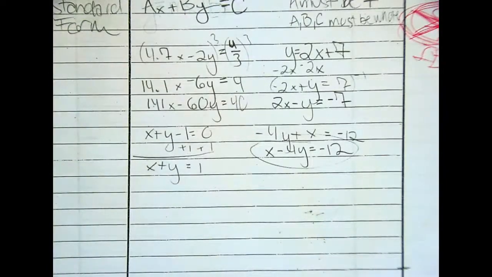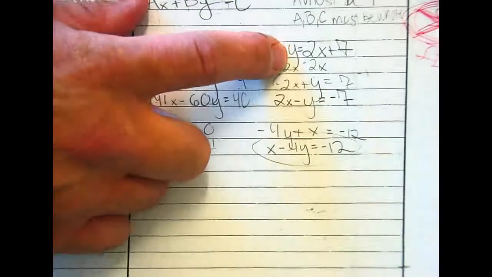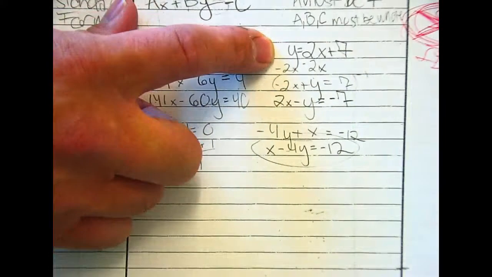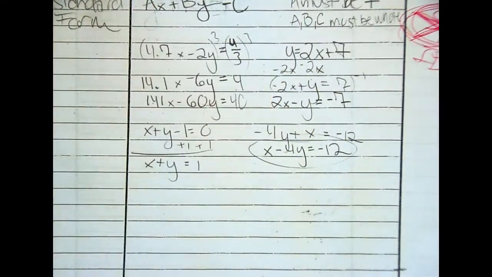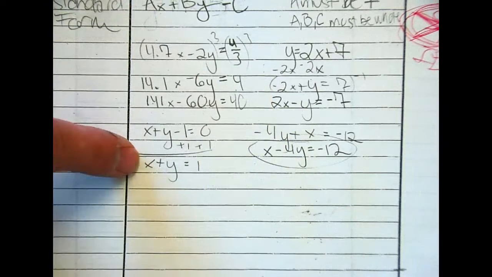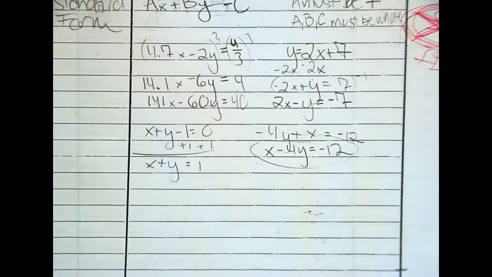Gabby? Wait, for the first one, can you just subtract y and subtract 7? Yeah, you could. If you wanted to move the y over and then move the 7 over, that's fine. It gets you to the same spot, right? Okay. And then this guy here, we just had to move the 1 over. So x plus y equals 1. Well done. How many got it?